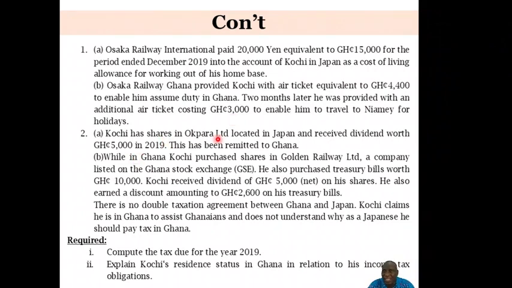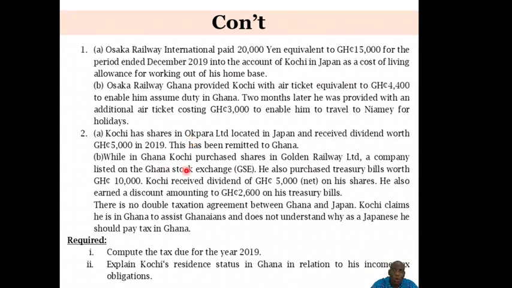Kochi has shares in Okpara Limited, located in Japan, and received a dividend worth 5,000. If Kochi has invested in Japan and Kochi is a non-resident, any income earned outside Ghana will not be subject to tax. It doesn't matter even if the income has been remitted to him in Ghana. As a non-resident, incomes earned outside Ghana are not taxable. We learned that under the subject matter.